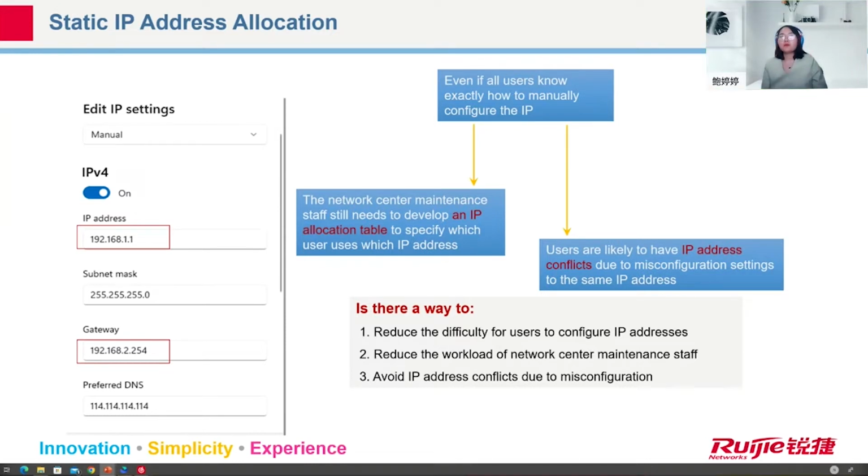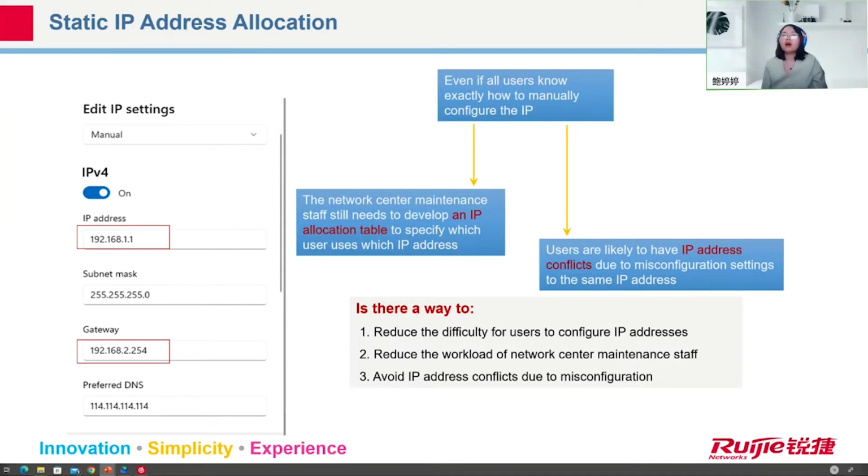If we use the DHCP for the user, they only need to click to choose the edit IP setting to become DHCP and save is enough. The customer doesn't need to know what's the meaning of 192.168.1.1. Why we don't give the address information like 255.255? You only click DHCP is enough.